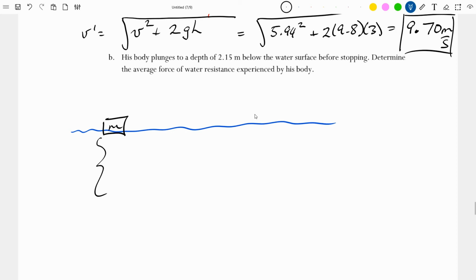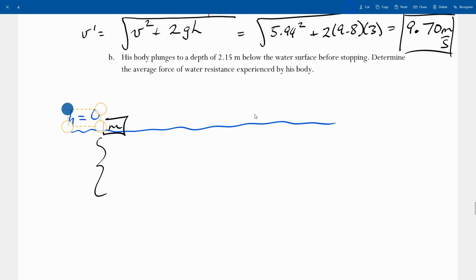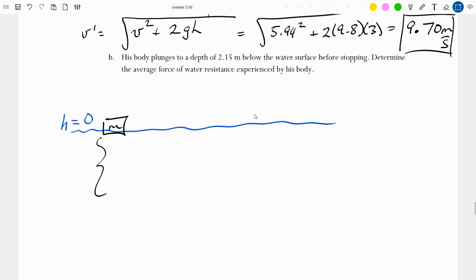Now, you could do this in more than one way, but how about if I stay with the water surface being a height of 0? There's no reason that I have to do it that way, but I'm going to choose to do it that way so I can explain this. In fact, let's put that over here. So how deep is he when he ends up at the bottom? Well, his ending height will be below my chosen reference level, at a depth of 2.15 meters. So I have a negative h prime, and that is totally okay. We're below the reference level.